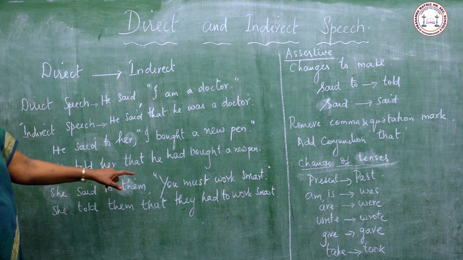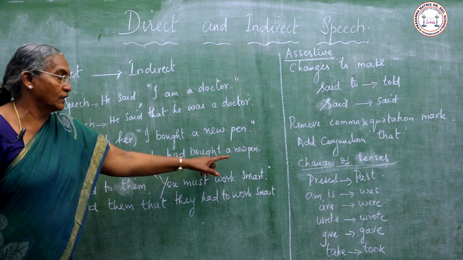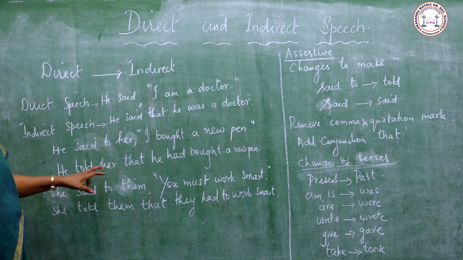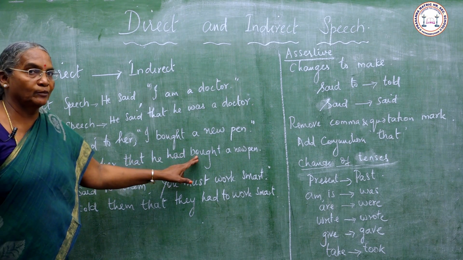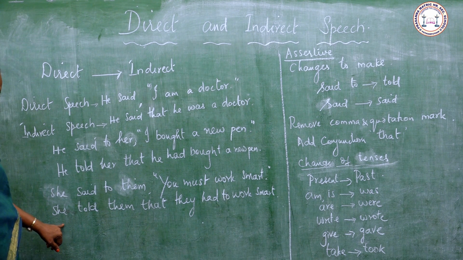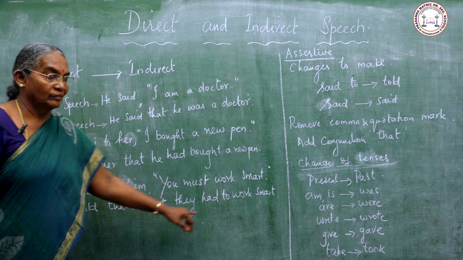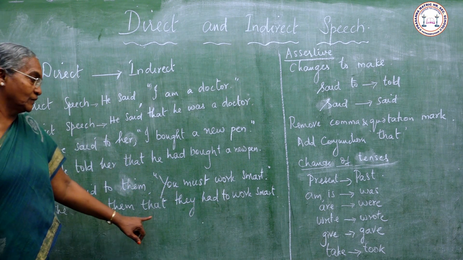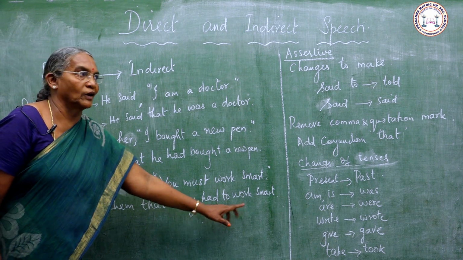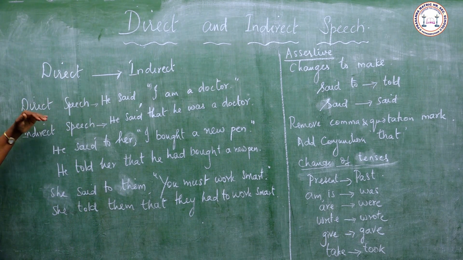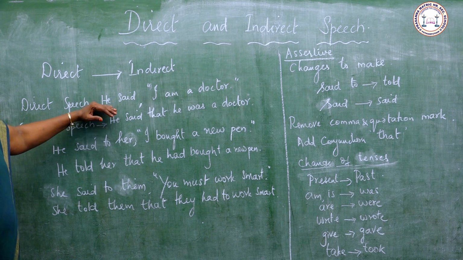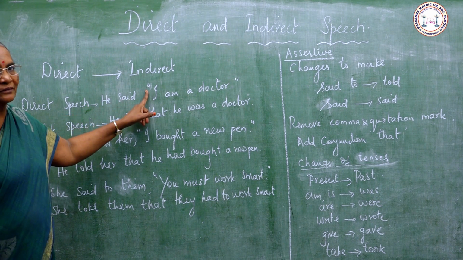He told her that he had bought a new pen. She told them that they had to work smart. So can you tell me what are the differences you notice between the direct speech and indirect speech? In direct speech there is comma and quotation mark.